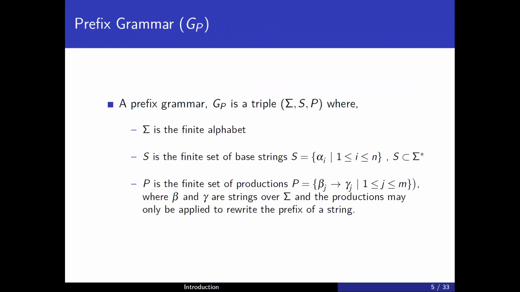The first thing we want to talk about is the definition of a prefix grammar. We'll use the usual definition where we have the triple with sigma as the alphabet, S as the base strings, and P as the productions. A prefix grammar is a string rewriting system where we apply the productions only to the prefixes of strings. Let's look at an example.